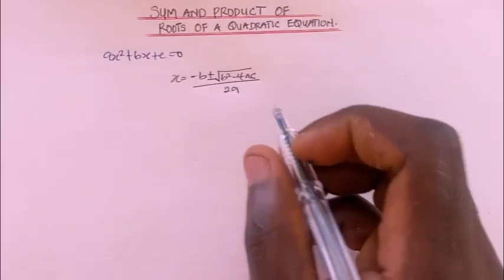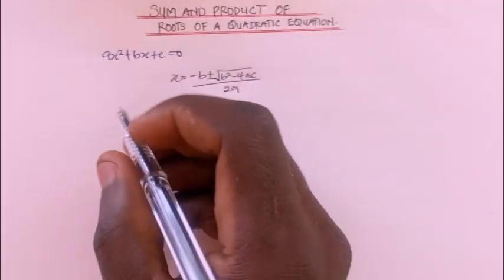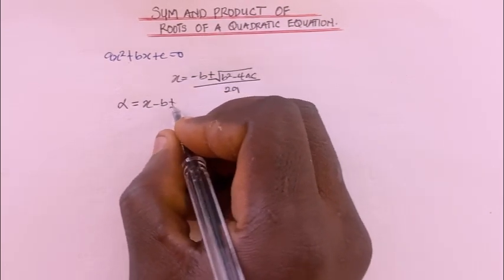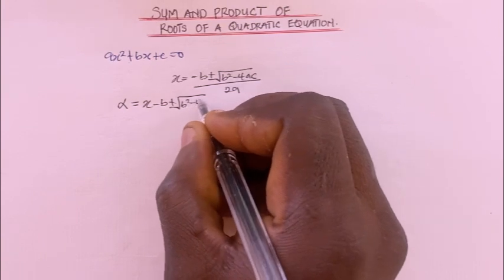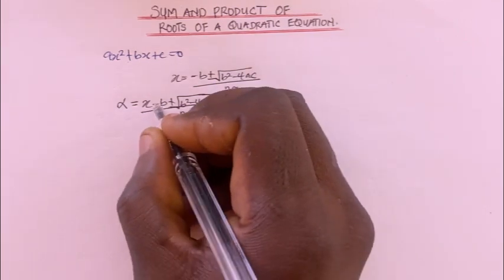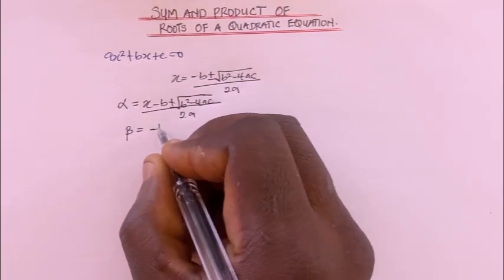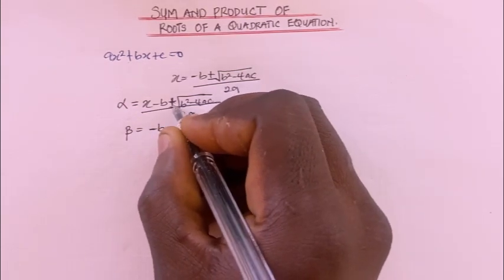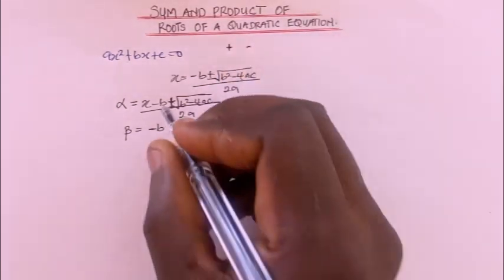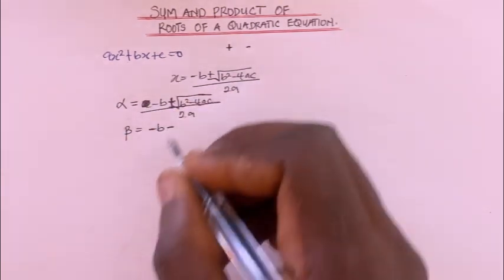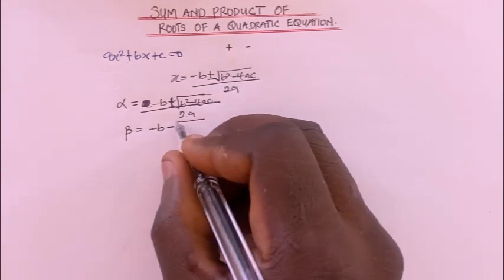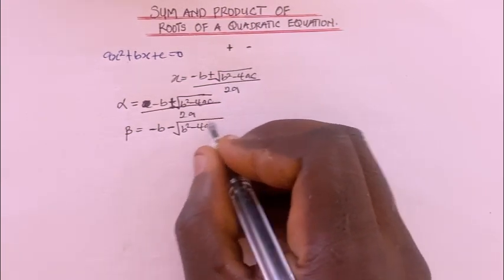So the first thing I'm going to do is assume the two roots. One is going to be alpha. Let alpha equal minus b plus root of b squared minus 4ac, then divided by 2a. Then let beta be equal to minus b minus root of b squared minus 4ac, divided by what?